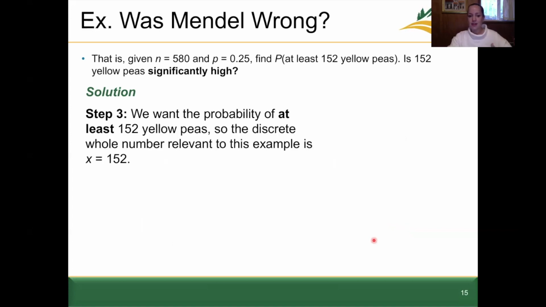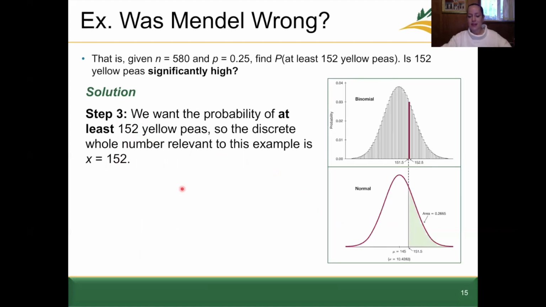Step number 3 is determining that continuity correction. So because we want to know the probability of at least 152 yellow peas, we should think of that 152 value as our x value. So for example, if we draw an approximation of a normal distribution, we'll draw this symmetric bell-shaped curve. We determined our mean and our standard deviation just on the last slide in step 2.